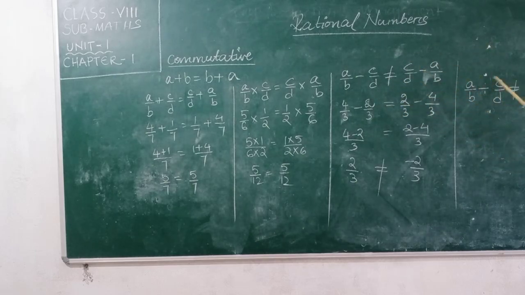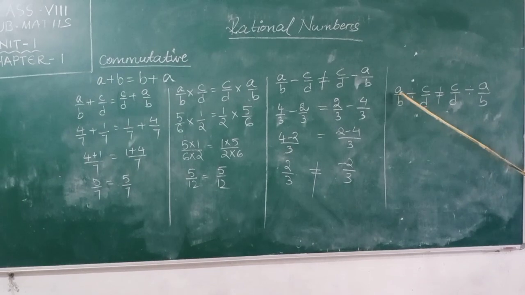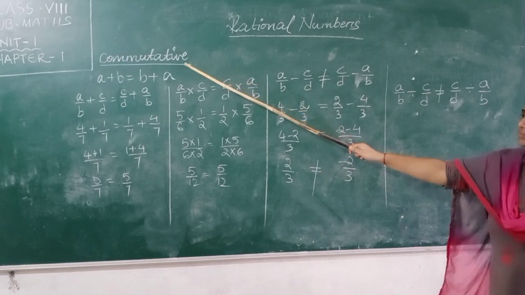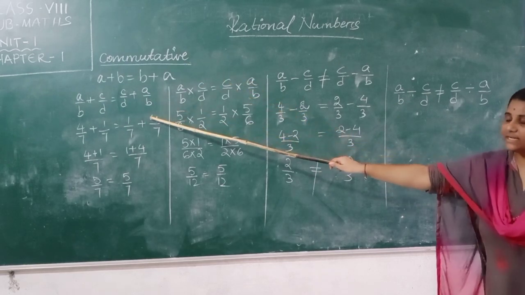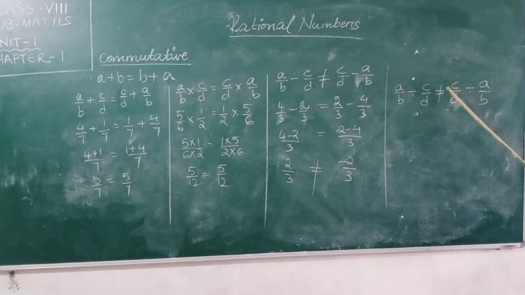So next, if you want, you can do this one also with your own example. a/b divided by c/d will not be equal to c/d divided by a/b. So you can take an example on your own and check like this. So what happened here? Commutative property holds only under addition and multiplication but not subtraction and division. This division example you can take on your own and check it.